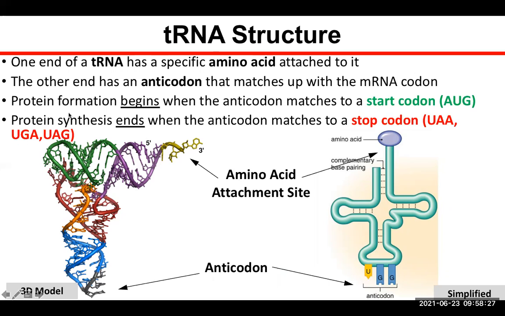When protein formation begins, the first anticodon that needs to match for the protein to actually begin is encoded by a start codon. The start codon is going to have the sequence AUG, so adenine, uracil, and guanine. And this sequence is going to encode for the amino acid methionine. Every protein is going to begin with this amino acid.